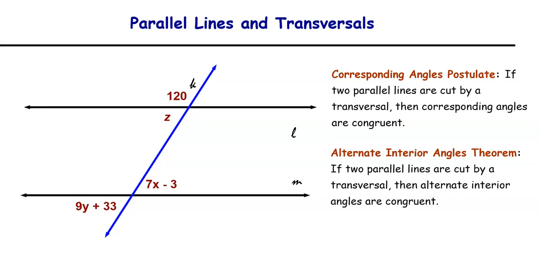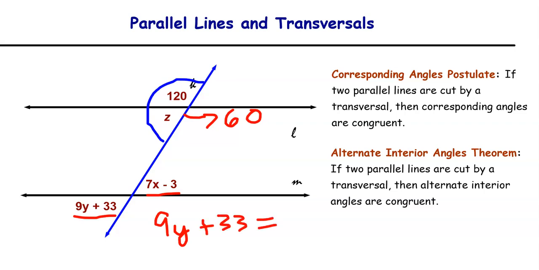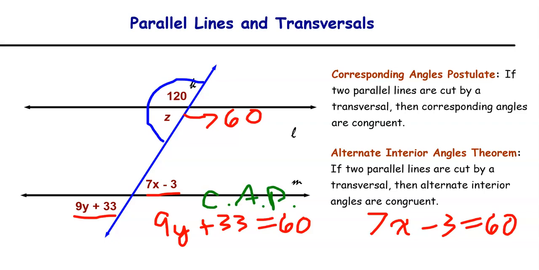So the first thing that we can say, we have a 120-degree angle up here in the top corner, and that this 120-degree angle and z form a linear pair, so therefore z is equal to 60. Now we have z being corresponding angles or alternate interior angles with both 9y plus 33 and 7x minus 3. So we know that 9y plus 33 must be equal to 60, and that 7x minus 3 must be equal to 60. The 9y plus 33 because of the corresponding angles postulate, and 7x minus 3 because of the alternate interior angles theorem.